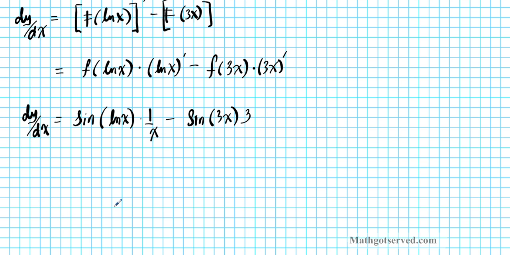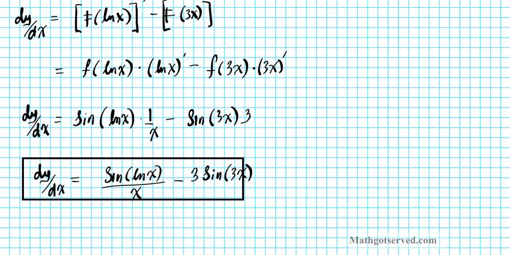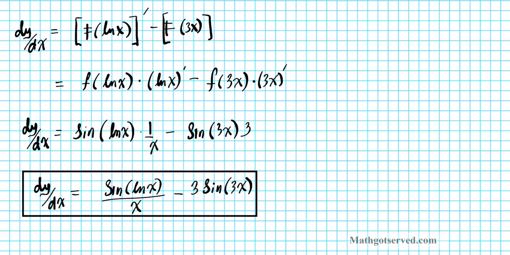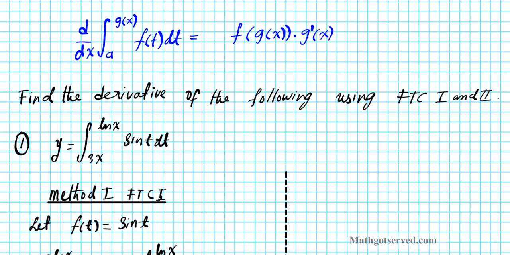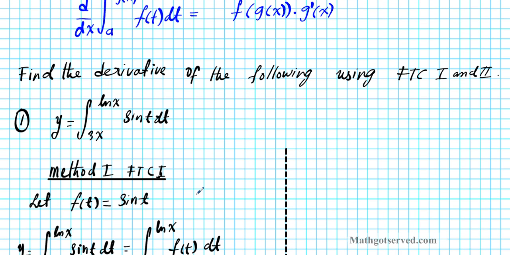Okay, so let's go ahead and make our answer look a little bit pretty. dy dx is equal to sine of ln x over x minus 3 sine 3x. All right, so there goes your final answer. Now, let's go ahead and come up with the result using a different method, FTC part 2. Okay, so let's go ahead and do that.